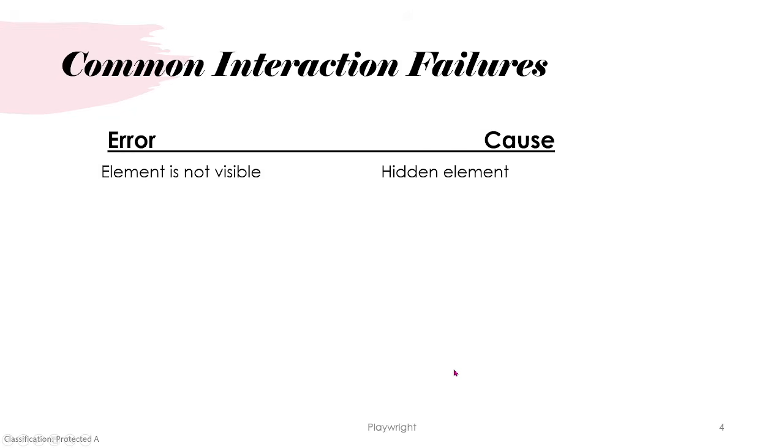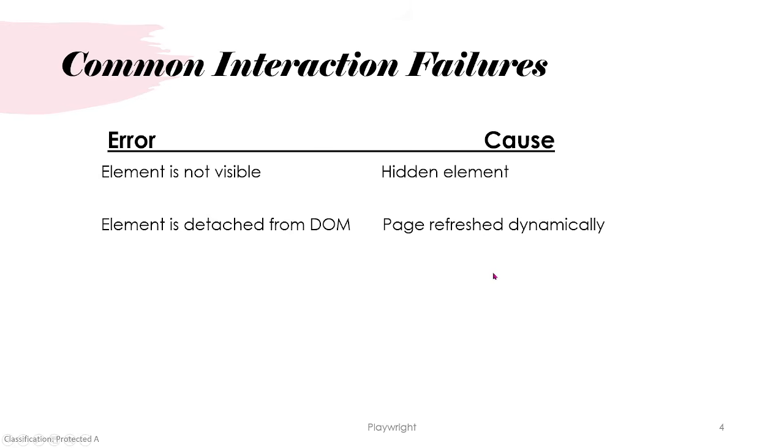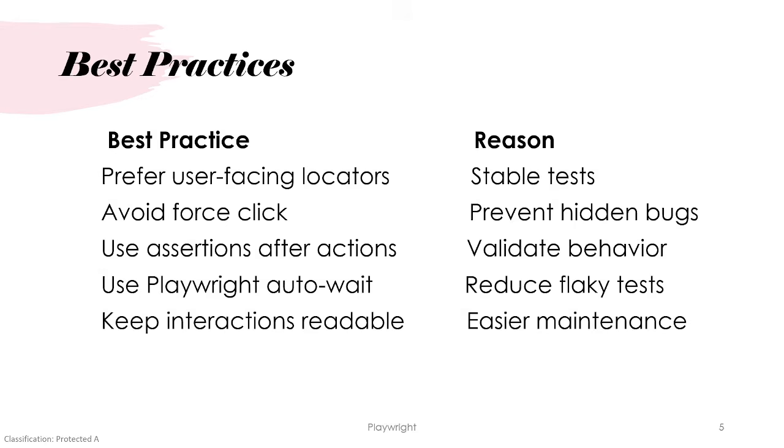Common interaction failures: element not available. Handle elements. Element is detached from the DOM. Page refreshed dynamically. Timeout exceeded. Re-run the locator.